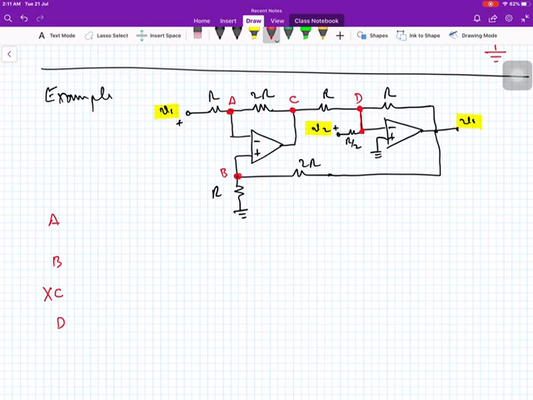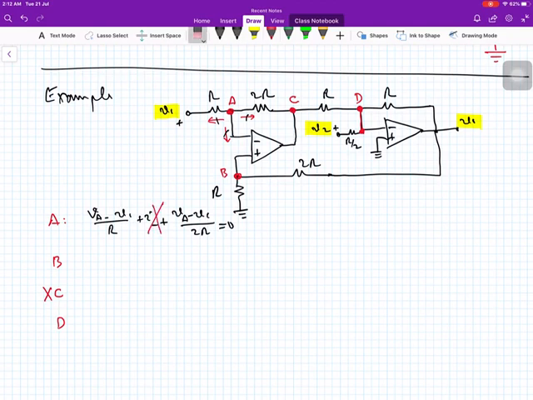Now, writing equation at node A. Current flowing away, current flowing away. If we write equation, this equation will be VA minus V1 divided by R. What is this current? This is current entering the operational amplifier's inverting input, which is negligibly small. And plus what is this current? This is VA minus VC divided by 2R. This is equal to 0, and we can ignore this current.